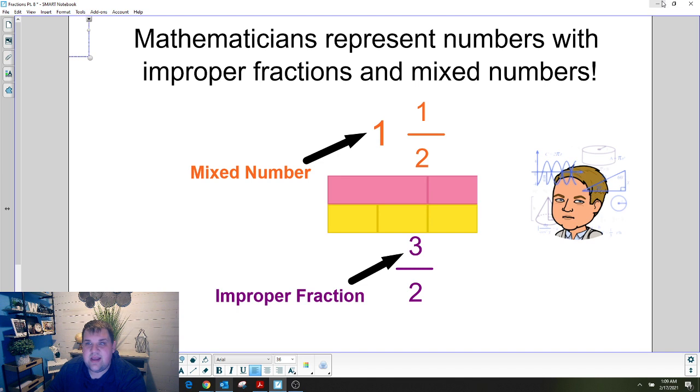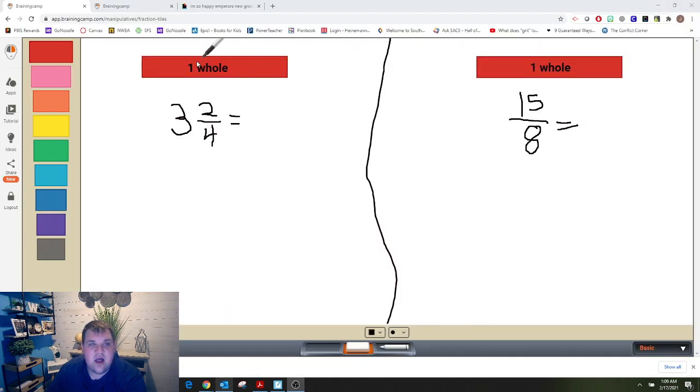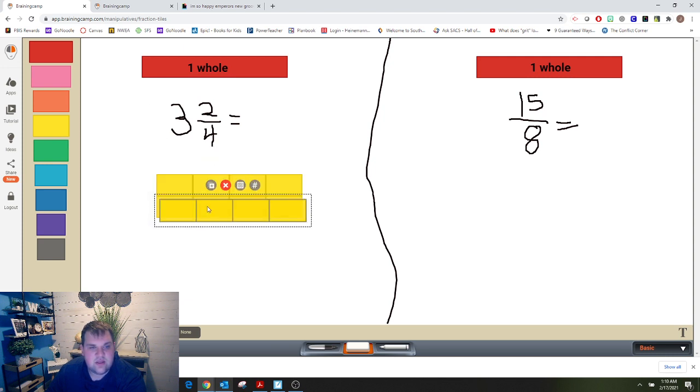So let's go over to Braining Camp and we're going to do one together. For all of the problems we do today, this red bar is going to be equal to one whole. So we're going to look at 3 2/4, and we're going to model it using fourth tiles over here, because the denominator is 4. That means each whole is split into fourths. So one whole would look like this. Let's see if it's equal to one whole. It is. So here's one whole, but we need 3 wholes. So there's 2 and 3.